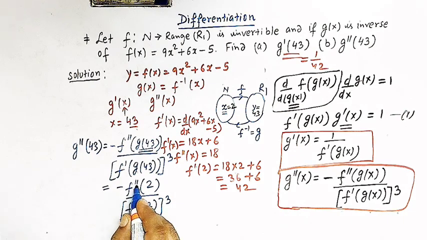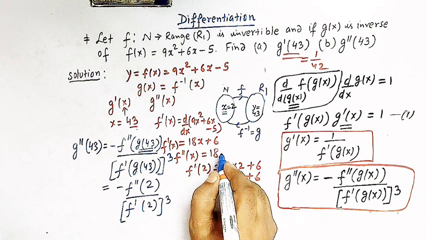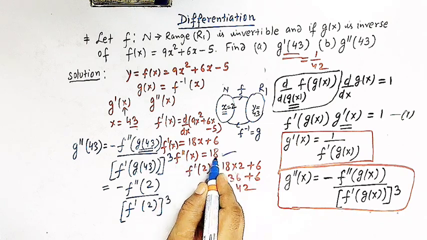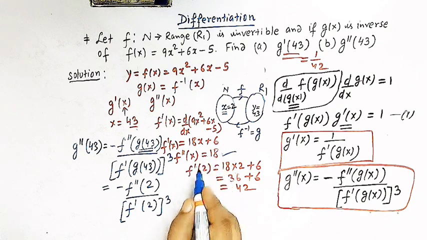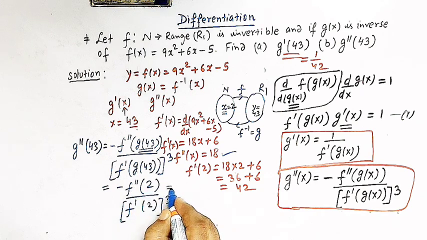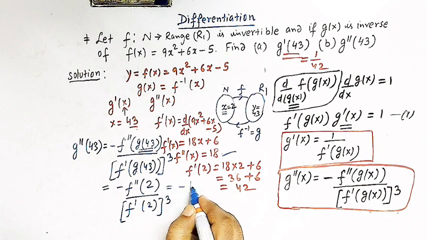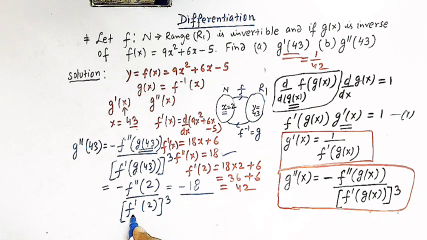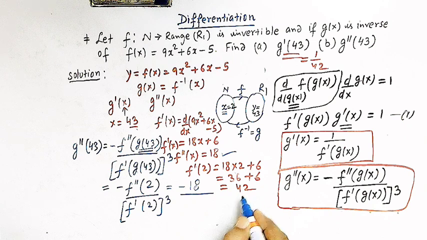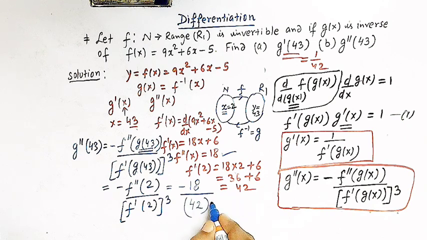So now f″(2) can be obtained from this expression. Here f″(x) is 18, which is constant. So f″(x) is independent of x. So f″(2) is simply 18. So we have minus 18 divided by f′(2), and f′(2) is 42. So here we have 42 cubed.